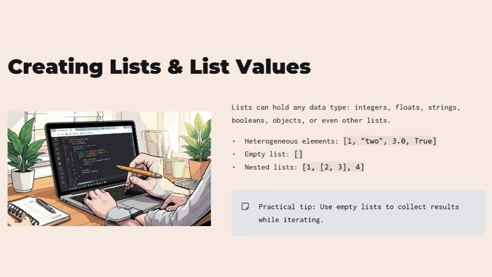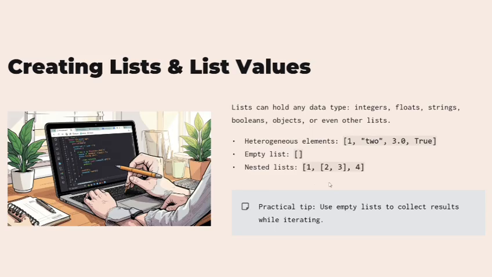Okay, so empty list. We can create an empty list. For example, here you can see it's an empty list. Okay, this list currently has no elements. Empty lists are very useful when collecting results. For example, during a loop, we can keep adding new values into an empty list.